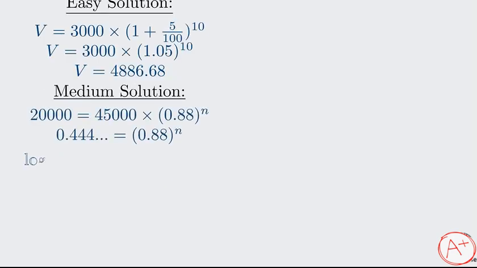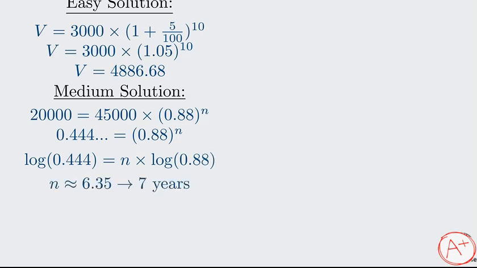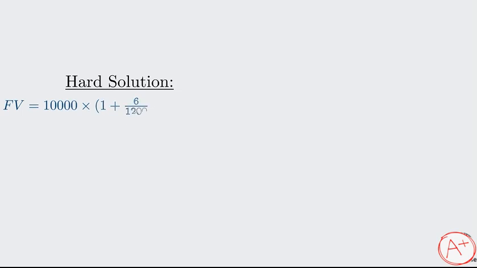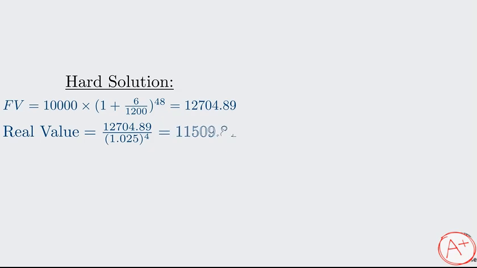For the medium question, we solve for n. Using logarithms or the GDC solver, we find n is approximately 6.35. Since the question asks for the number of full years to fall below 20,000, we round up to 7 years. For the hard question, we first find the nominal future value of $102,789. Then we deflate it to find the real value of $115,984. The real profit is the real value minus the original $10,000 investment, giving $1,509.84.